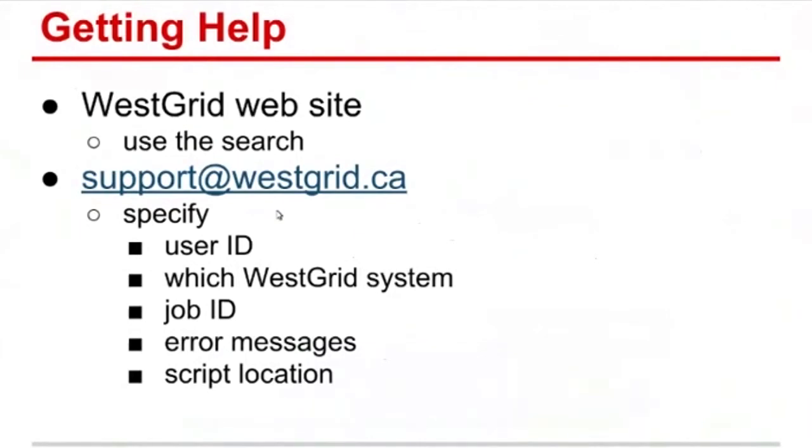The most important, though, is how to get help. There is quite a bit of information on our WestGrid website. I find it most useful to use the search function. So if I want to know about Gaussian, I would type Gaussian in the search field, and one of the top hits will be the Gaussian page.